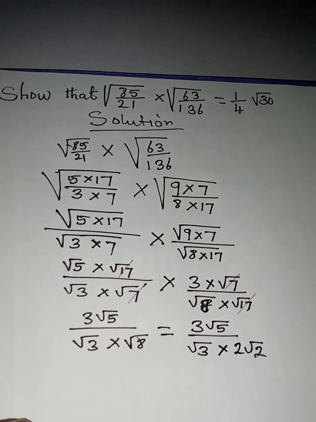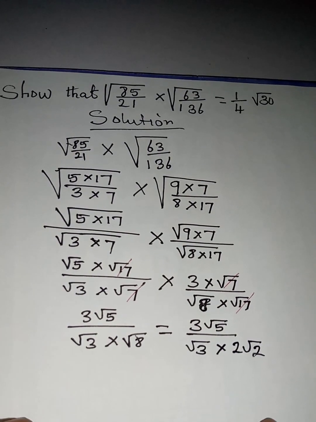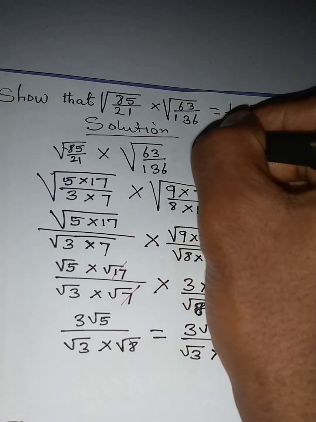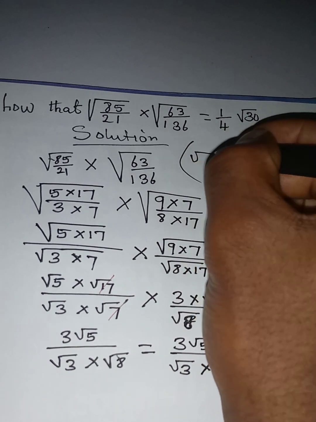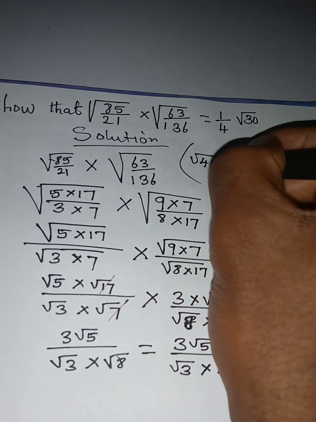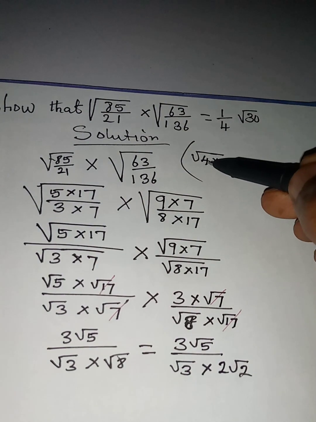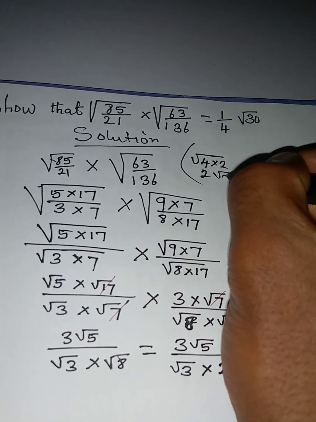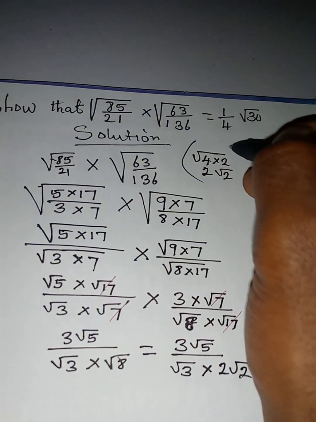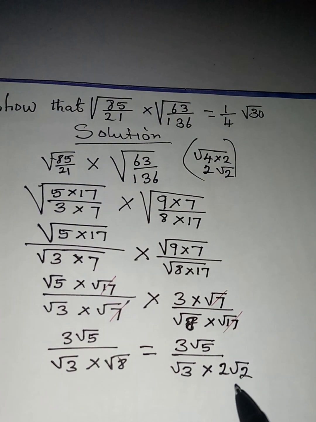Root 8 is the same thing as 2 root 2, because, let me break it down here, root 8 is the same thing as root 4 times 2. And the square root of 4 is 2, then multiply by this root 2. That is how we show that root 8 is the same thing as 2 root 2.